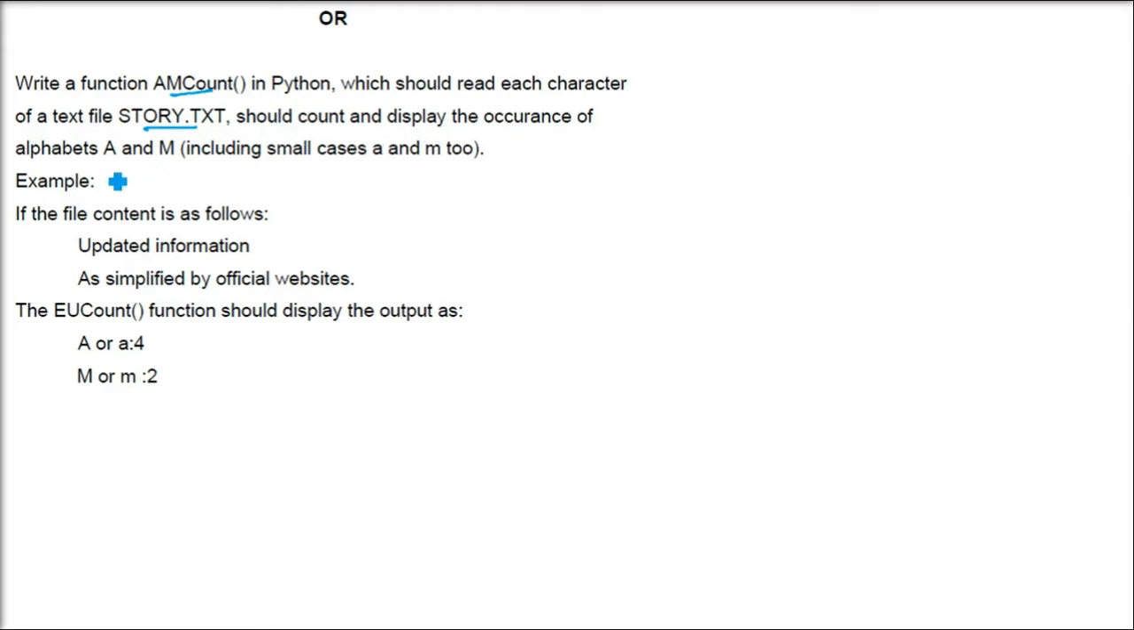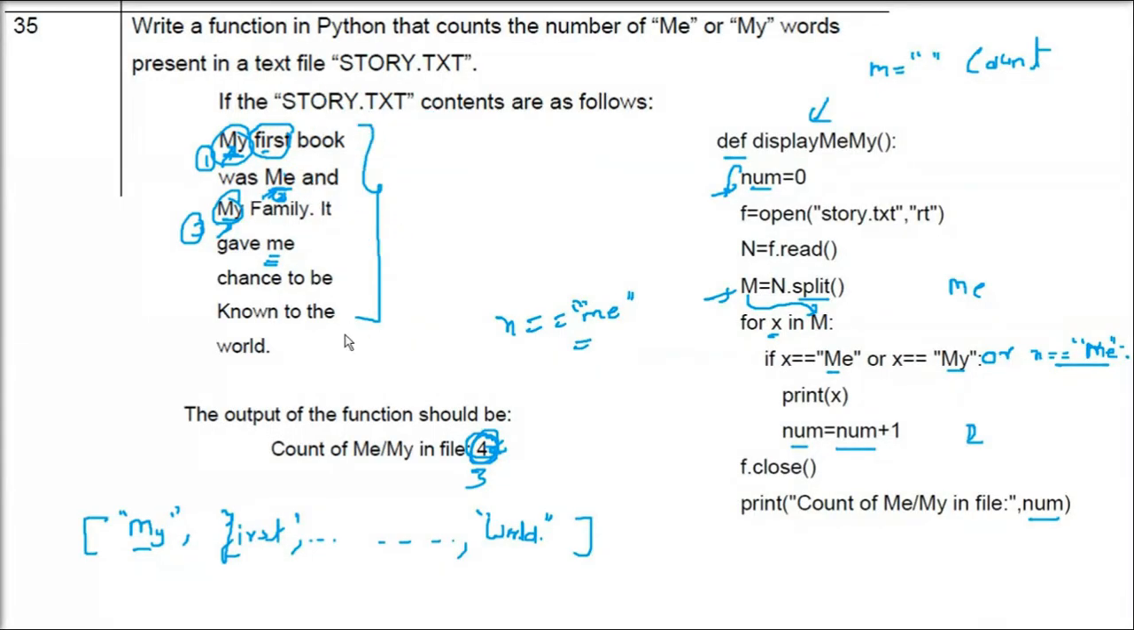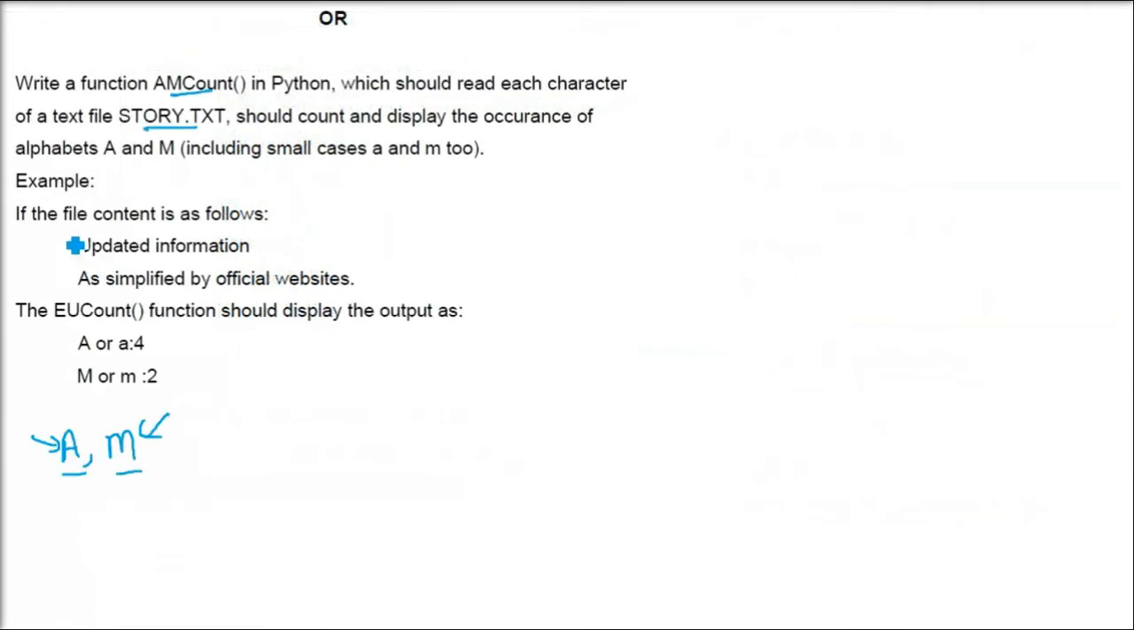So we have a content which will be replaced in story.txt. Wherever A and M are coming, small or capital, it doesn't matter. Wherever A is coming, count it. Wherever M is coming, count it. The content of story.txt will be changed. It will not be as the previous one. So wherever A is coming, we count. Wherever M is coming, we count. And when we count, we just display it. This is the whole program logic.